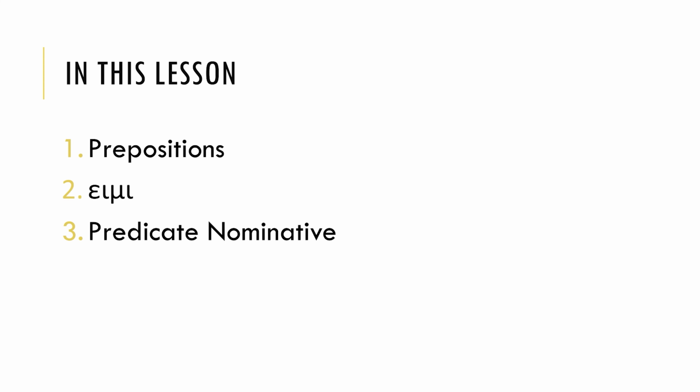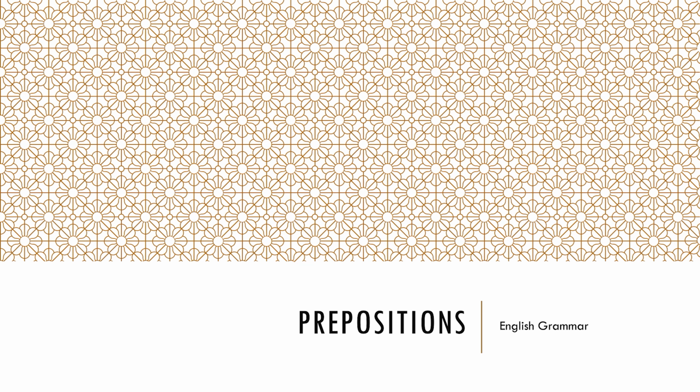Not because we need it right now, but because we're going to need it later on. It's called the predicate nominative, and we need to have some understanding of what the predicate nominative is in order to move on forward with the next lesson, which is going to be adjectives. Okay, having said that, let's jump into prepositions. And first, we'll look at English grammar. How does English deal with prepositions?